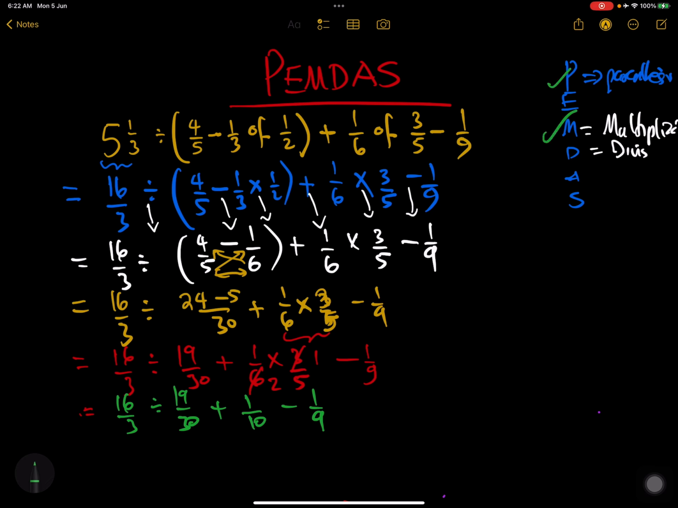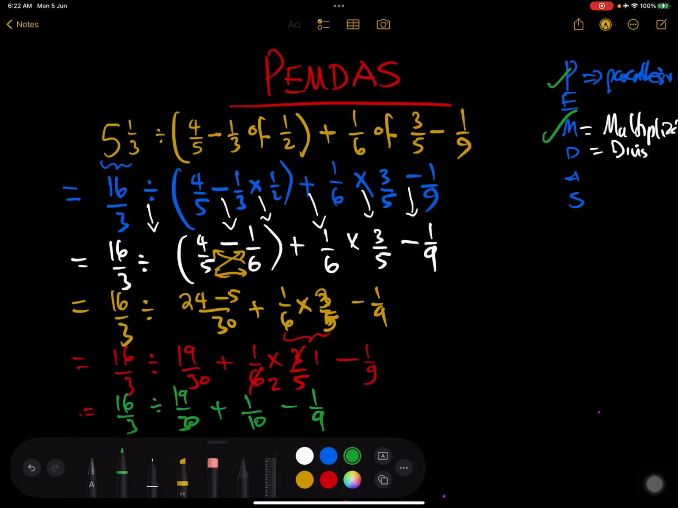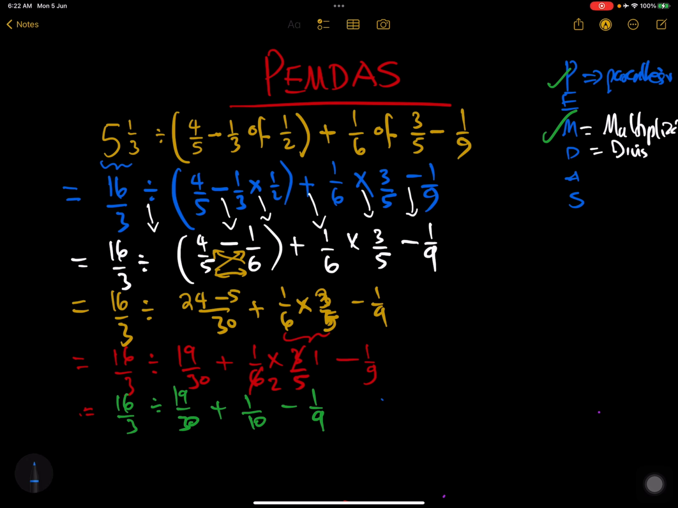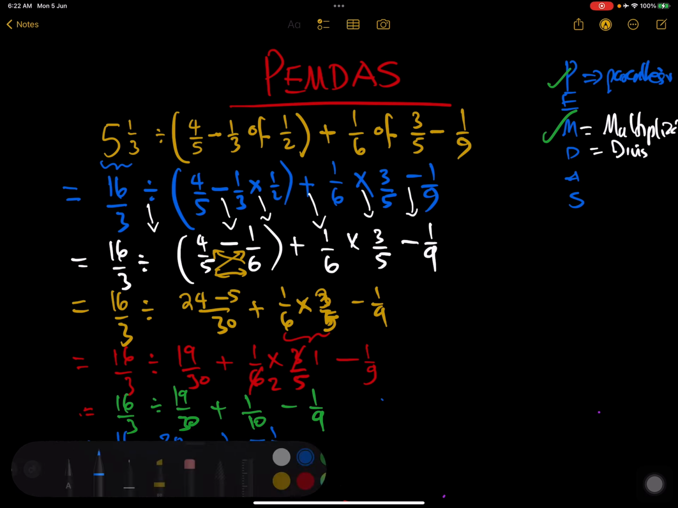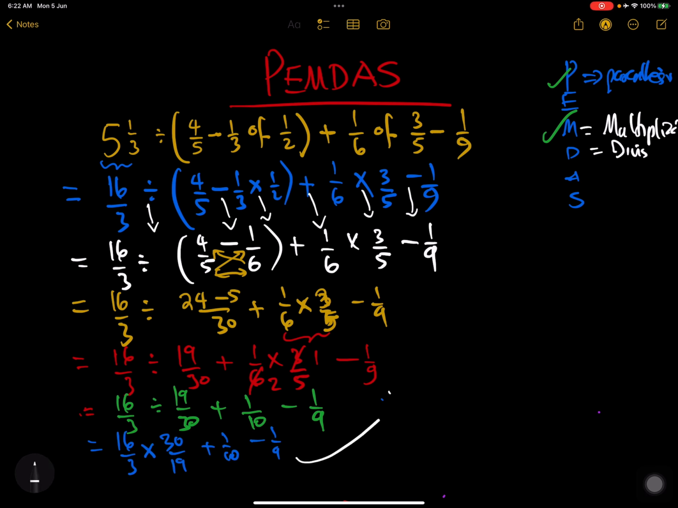But now we are getting to what? Division. So with the division, we know what to do. The 16 over 3, we change the sign and we rotate the second fraction into 30 over 19. Right? Then we're going to have 1 over 10 minus 1 over 9. Yes. The next thing to do is to have one. Now we're done with the division.